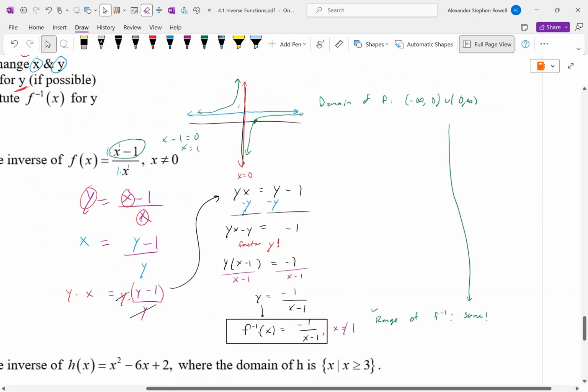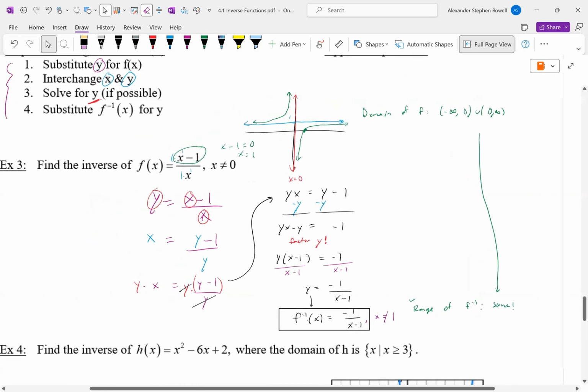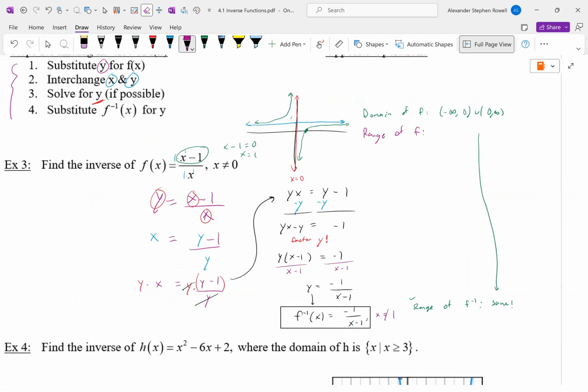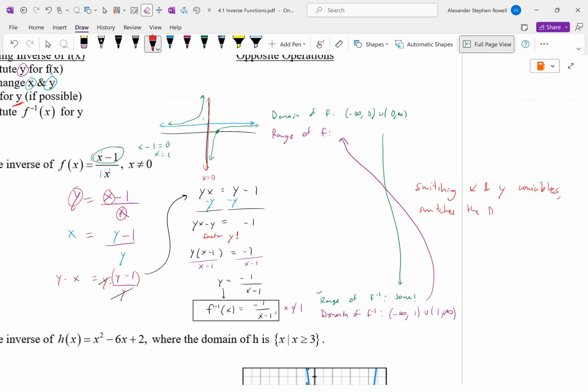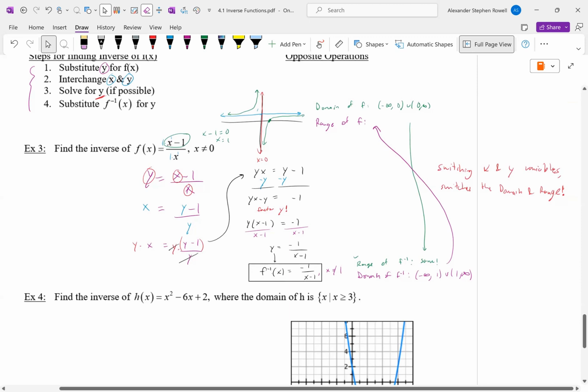Okay, using that same logic, can you tell me what is the range of function f? It should be the same as the domain of the inverse. So what's the domain of the inverse? Negative infinity to 1, union 1 to infinity. Because we switched the x and y values, we're switching the domain and ranges. Switching x and y variables switches the domain and the range. Are there any questions about this?